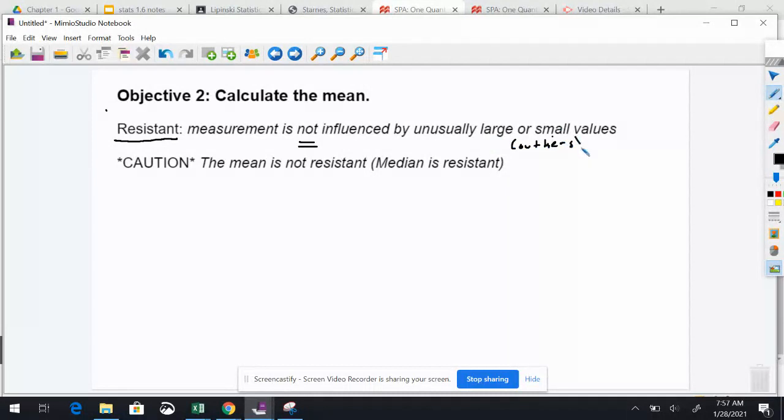So the median is usually not affected as much when we remove one of the outliers, but the mean is not resistant, meaning when I take away that larger or smaller number, it's going to change the mean value quite a bit. So the mean is not resistant, and the median usually is resistant. If I move one or two of those values, the value in the middle normally stays very close, or is the same as it was. Okay, so that's objective 2, calculating the mean.